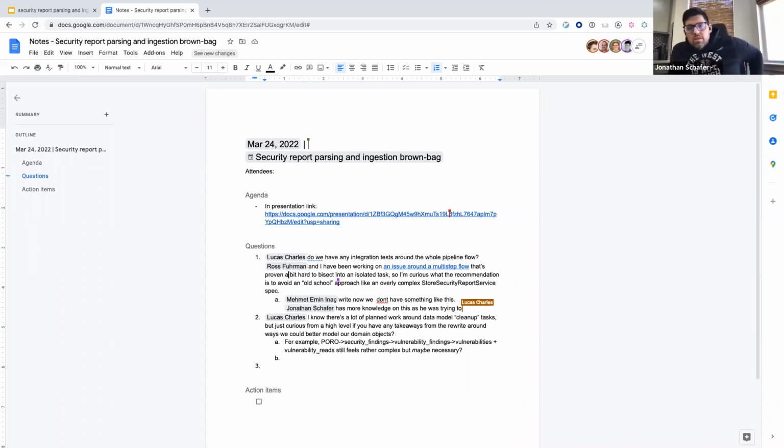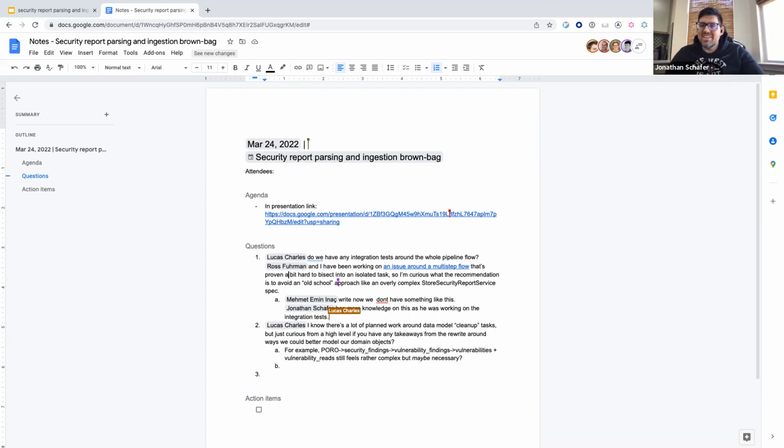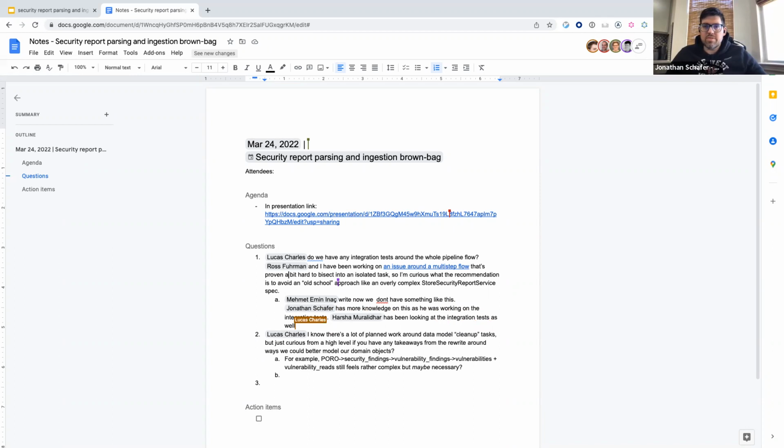I don't know how much more knowledge I have on that, but I know that Harsha has been looking at the integration tests and trying to find the missing places in there. He had put out an issue, and let me see if I can find that issue. But my understanding is that instead of an integration test, you are asking if we have a unit test which is crossing the borders of different units, right?